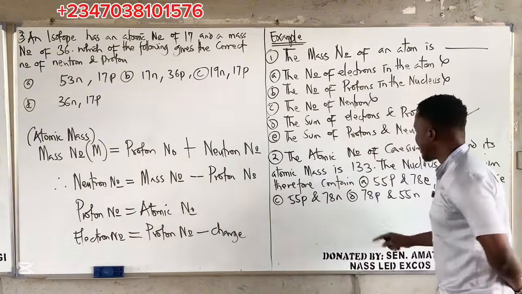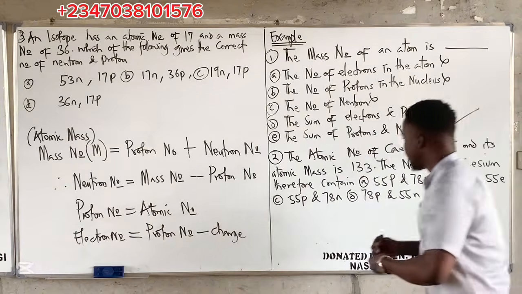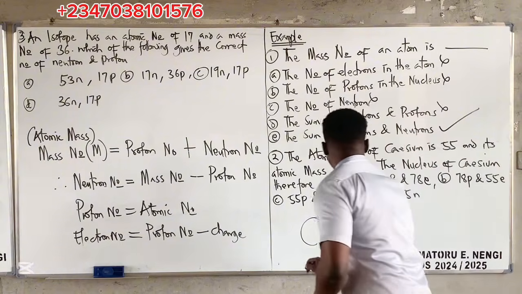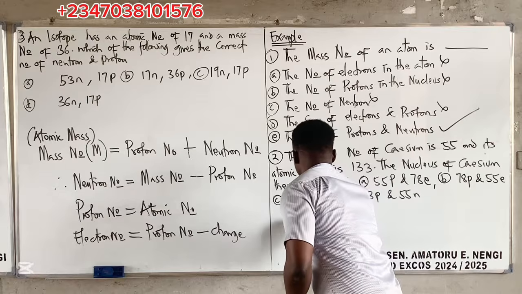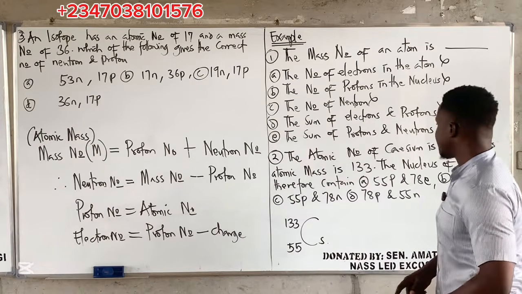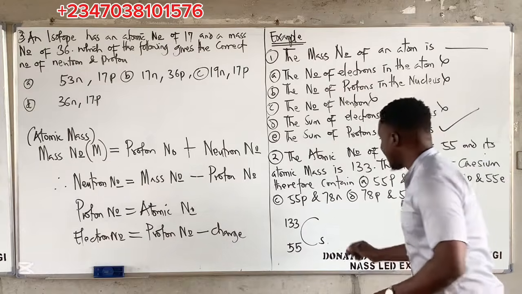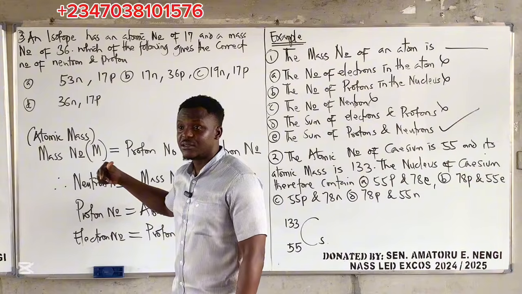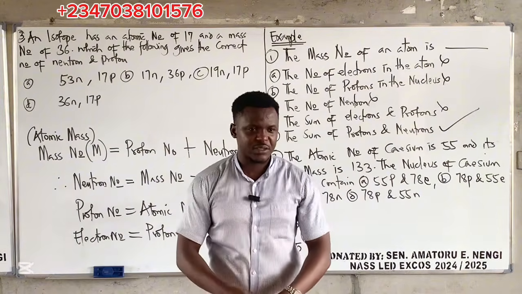Now the next one says atomic number is 55, atomic mass is 133, which means this is cesium, which has the symbol Cs. Now this place is 55 and this guy is 133. They say the nucleus of cesium therefore contains dash. Do not forget that the nucleus contains the mass number. I told us earlier, right? The proton and the neutron are embedded in the nucleus.